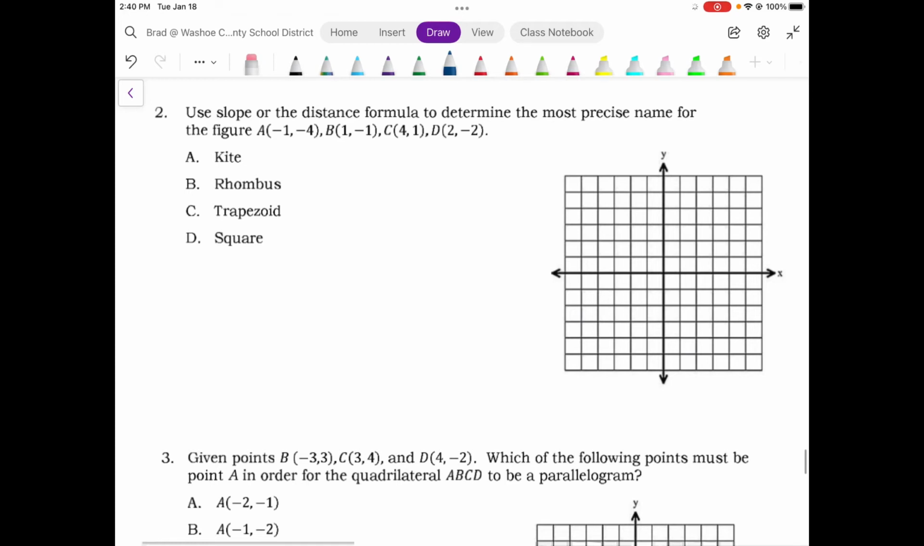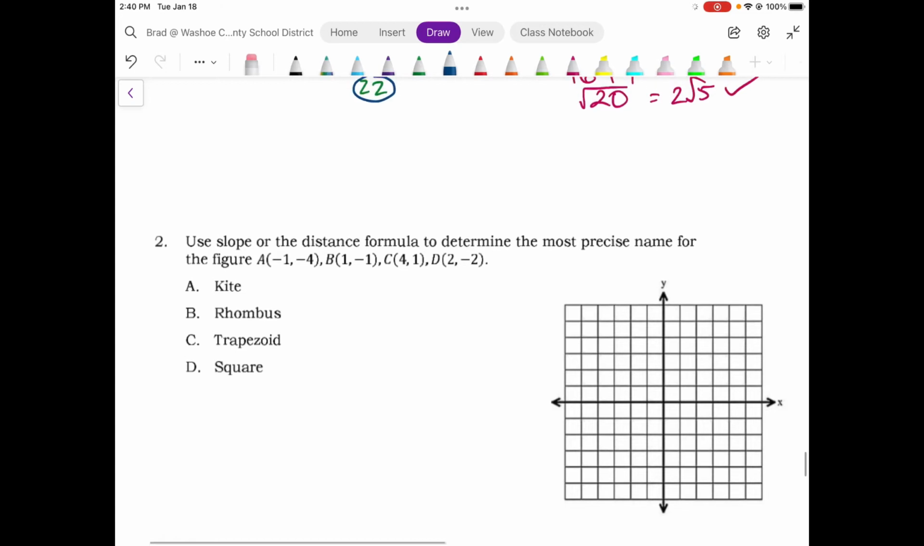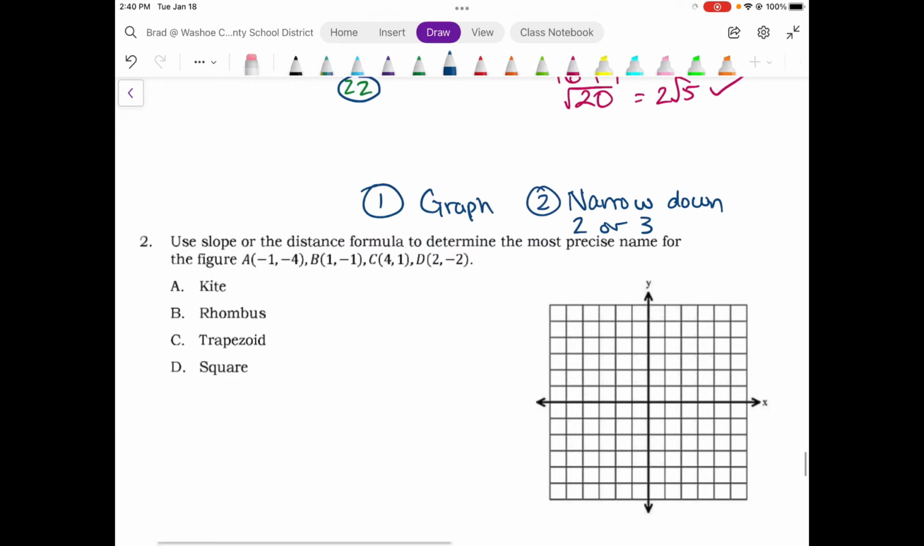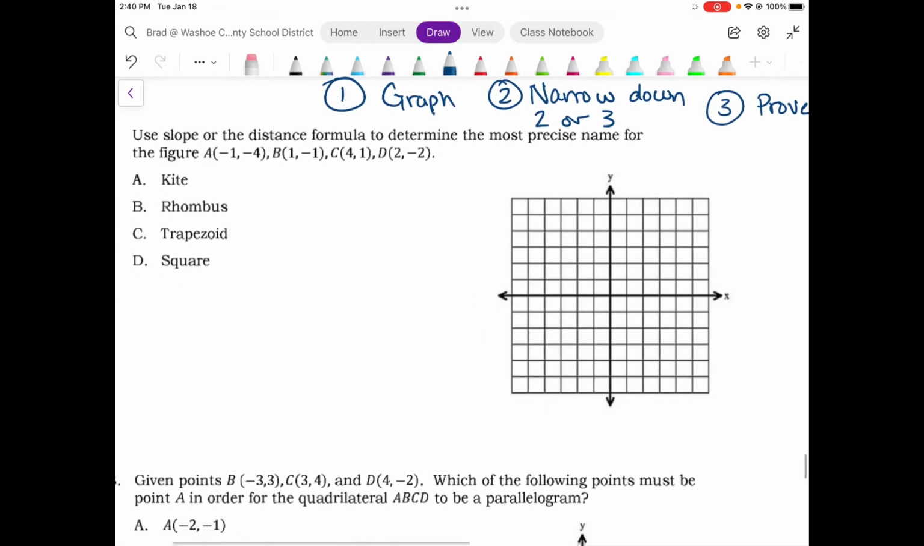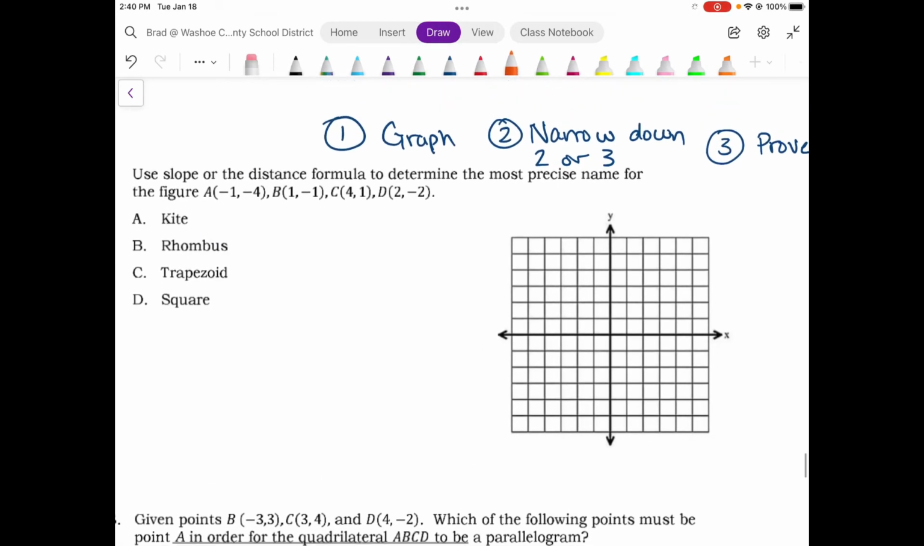Now, most of our examples are going to be this. I'm going to give you 4 points and say, what shape is it? So the first thing I want you to do, steps for success, is to graph it. And then it's going to be to narrow it down. You're going to narrow it down to 2 or 3. And then you're going to go from there. Step 3 is go ahead and prove. Okay? If it doesn't look like a trapezoid, it's not a trapezoid. Your eyes are super important. So I'm literally going to put use your eyes right here.